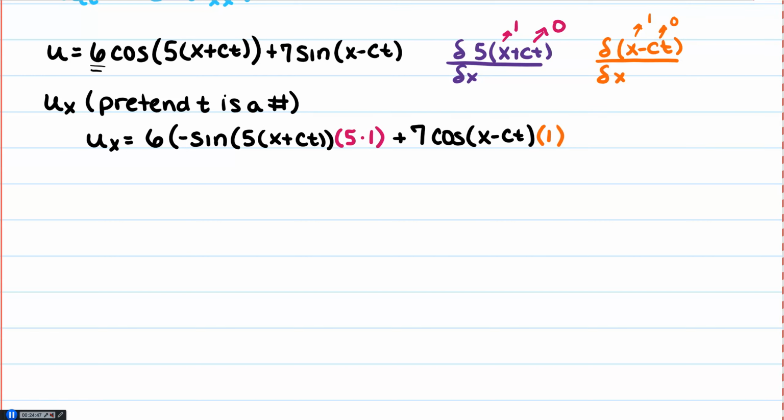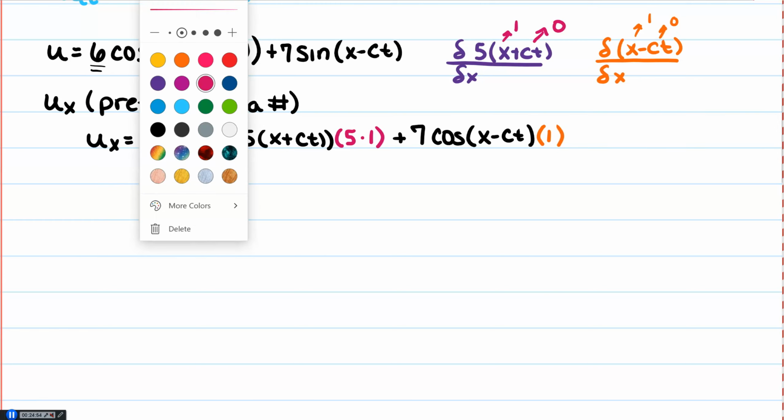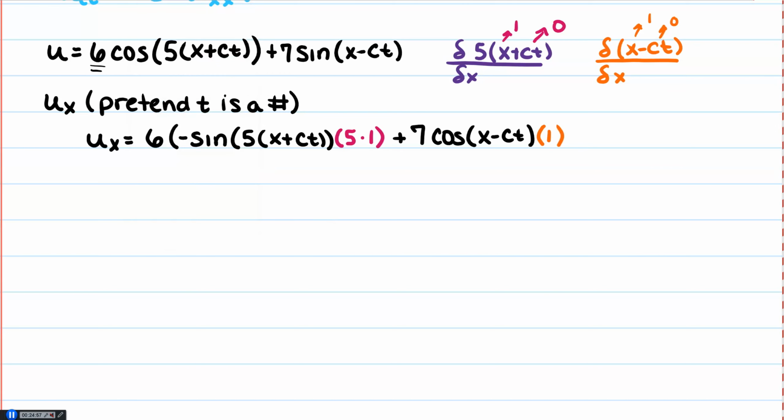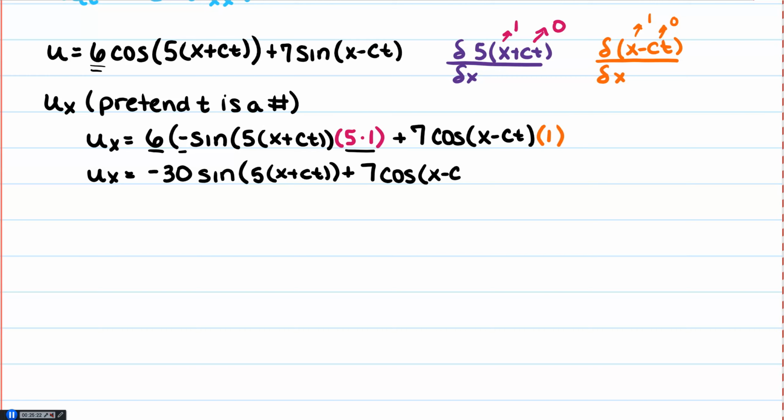So u sub x. Oh, that marker's too fat, sorry. So u sub x is going to be, let's see, 6 times negative 5 makes negative 30 sine of 5 times (x plus ct), plus, and then on this right-hand term, 7 times 1 is 7, so 7 cosine of (x minus ct).